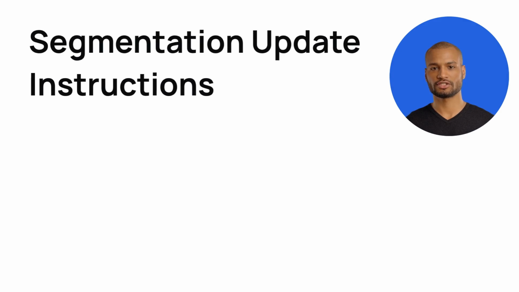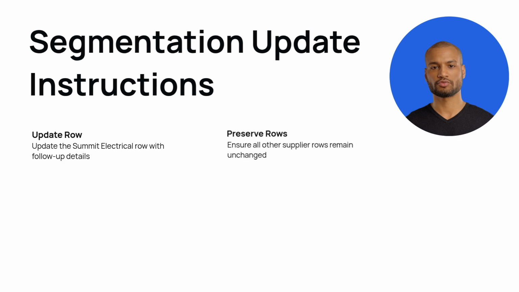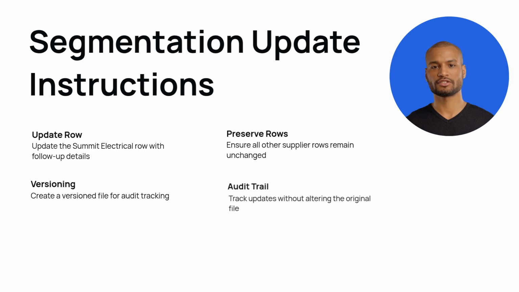Paste the segmentation update instruction into Claude. Update the Summit Electrical row with the required follow-up details. Ensure all other supplier rows remain unchanged. Create a versioned file to maintain a clear audit trail. The updated file should reflect the new actions without altering the original document.